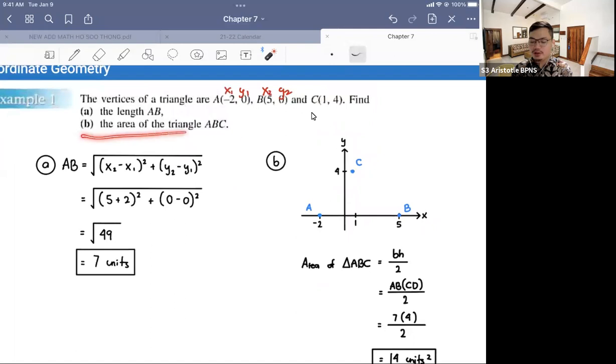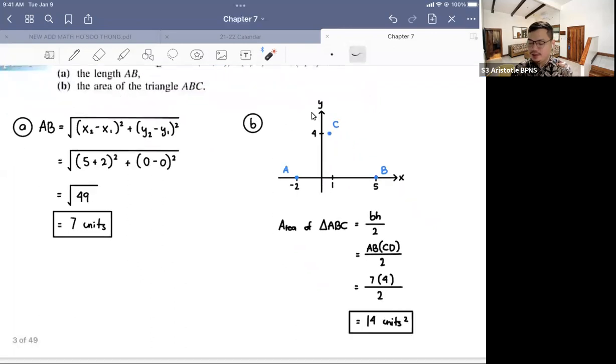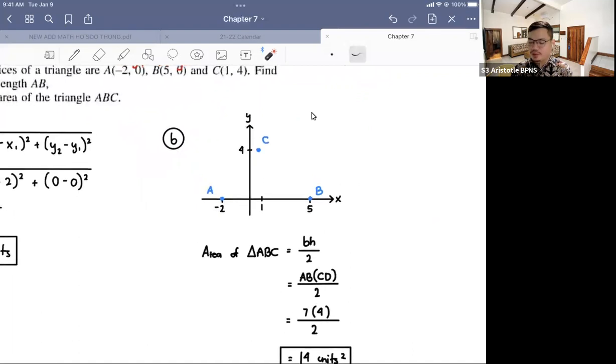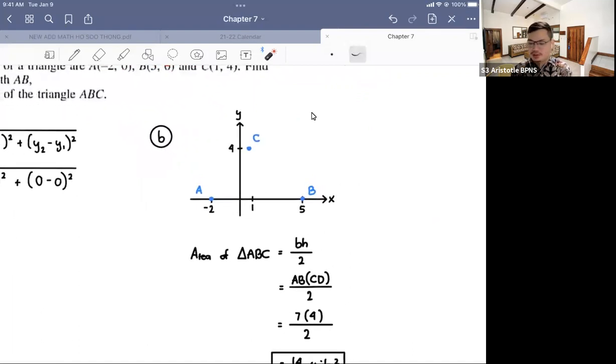Now let's go with letter B. We need to find the area of the triangle ABC. I highly suggest you make a quick sketch or illustration. It doesn't have to be perfect or accurate. It might help you to see how the triangle looks. Try to plot the points and create the shape on the x and y coordinate. So there's your triangle.